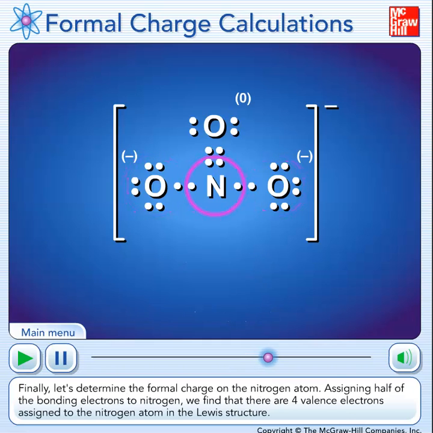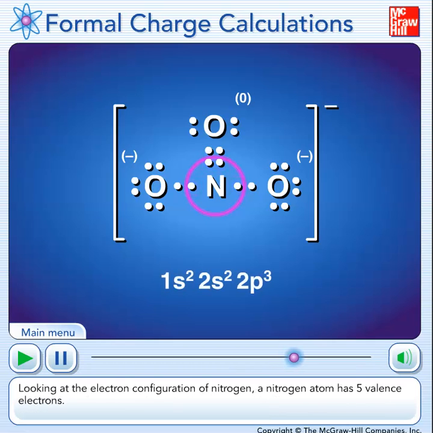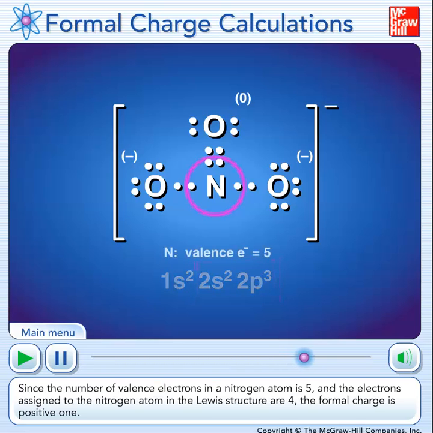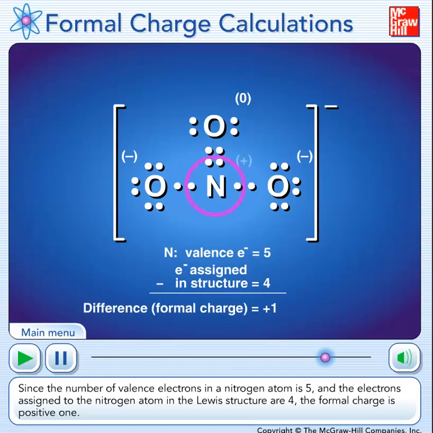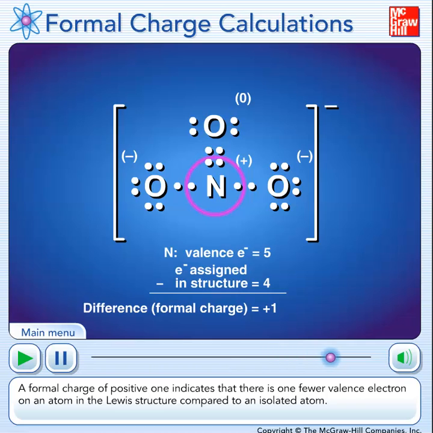Finally, let's determine the formal charge on the nitrogen atom. Assigning half of the bonding electrons to nitrogen, we find that there are 4 valence electrons assigned to the nitrogen atom in the Lewis structure. Looking at the electron configuration of nitrogen, a nitrogen atom has 5 valence electrons. Since the number of valence electrons in a nitrogen atom is 5, and the electrons assigned to the nitrogen atom in the Lewis structure are 4, the formal charge is +1. A formal charge of +1 indicates that there is 1 fewer valence electron on an atom in the Lewis structure compared to an isolated atom.